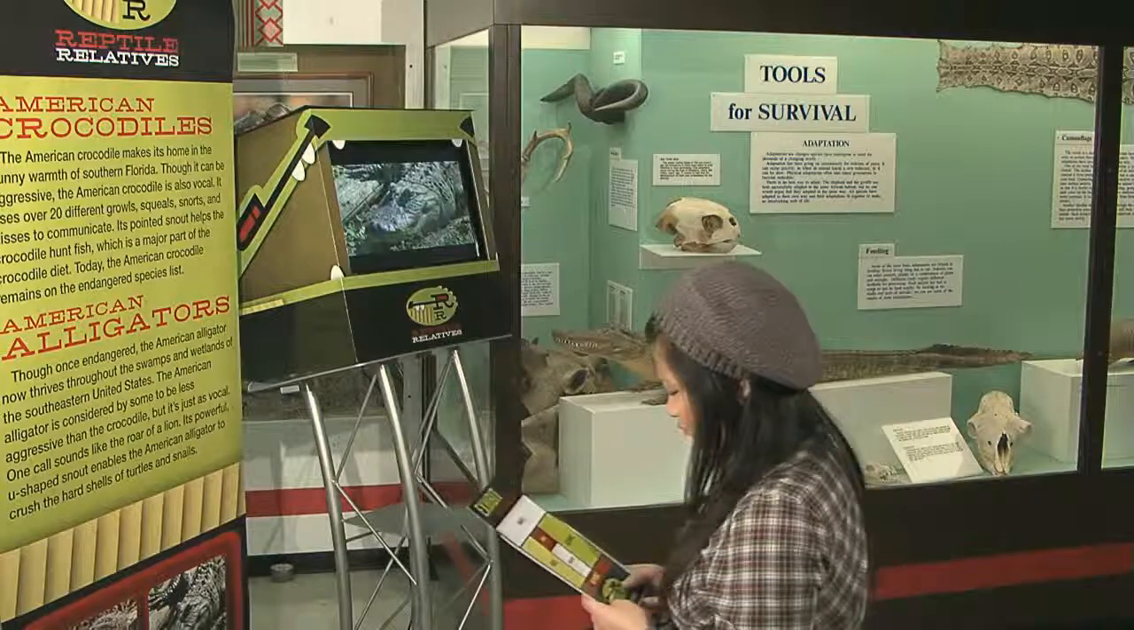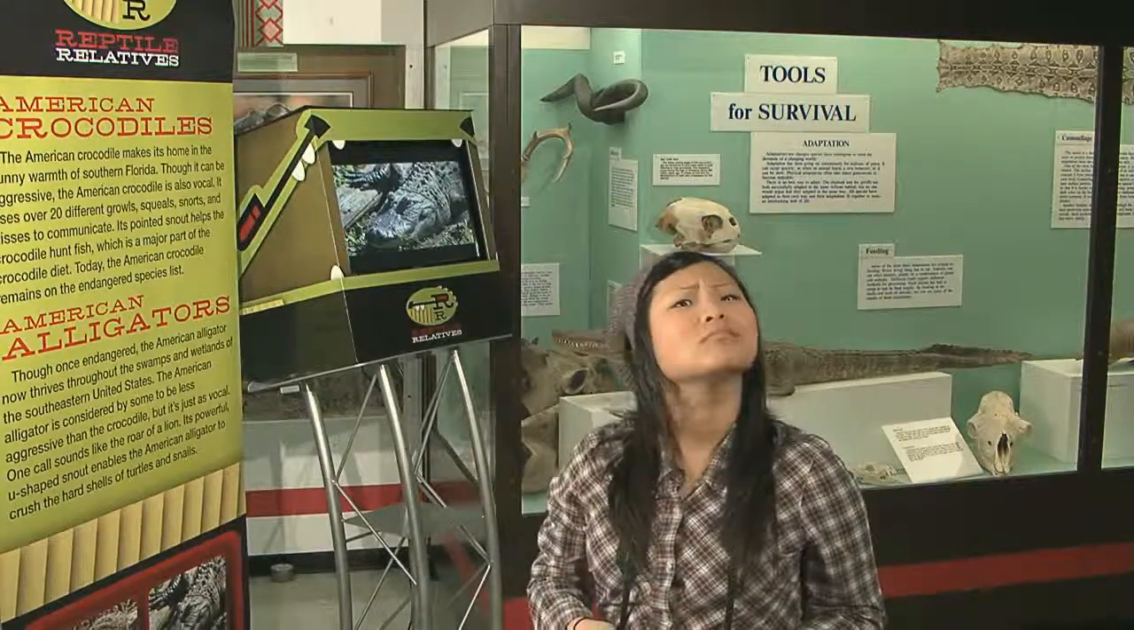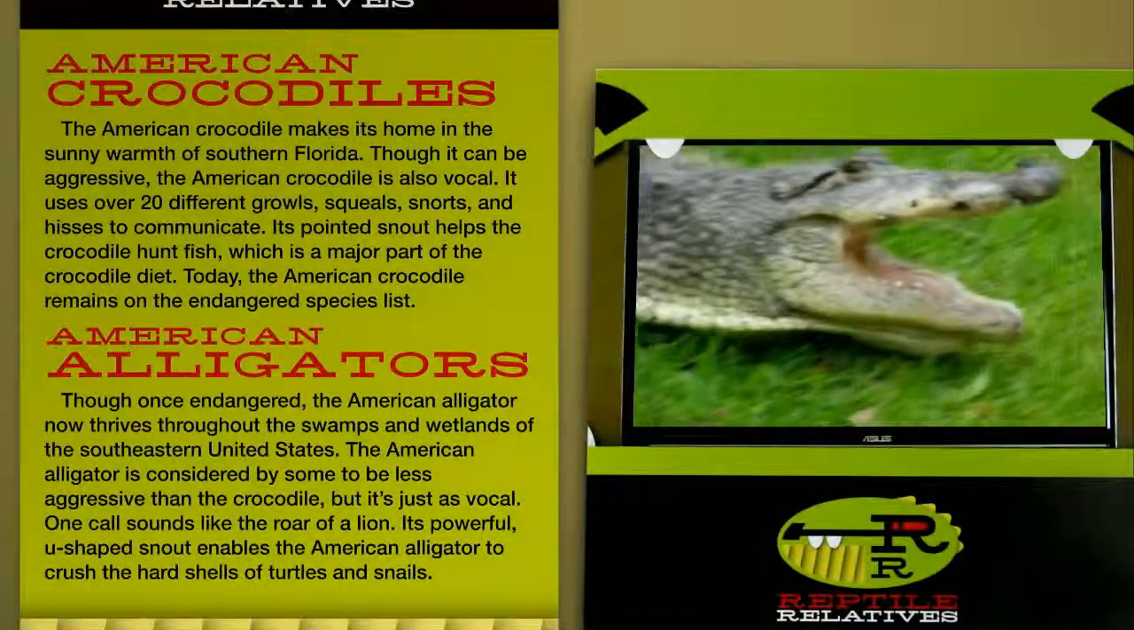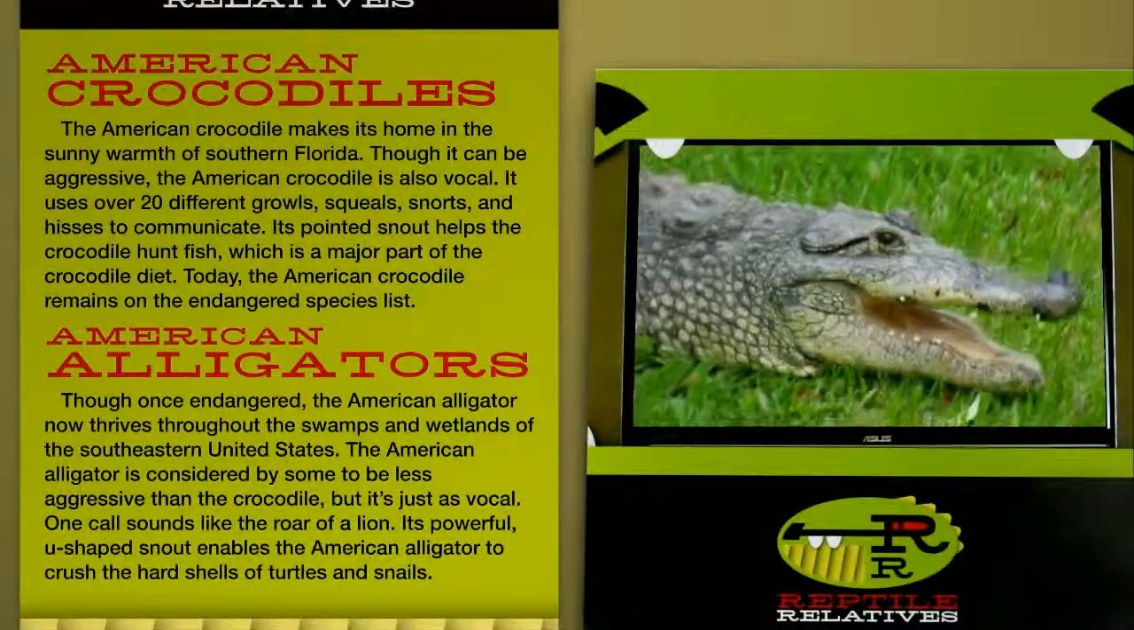Now, according to the map, there should be a reptile display around here somewhere. Oh, there it is. American crocodiles and American alligators.